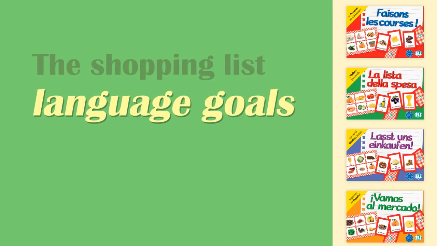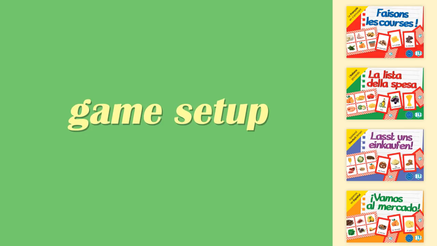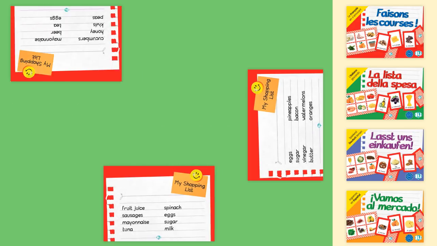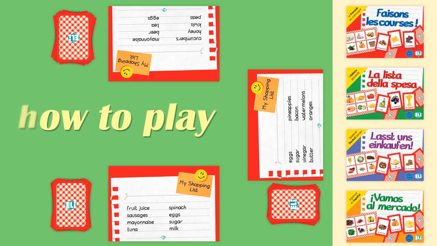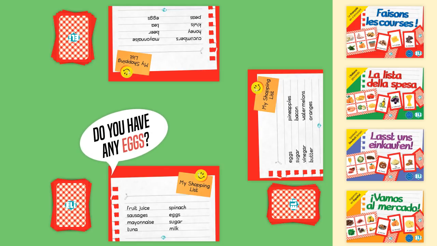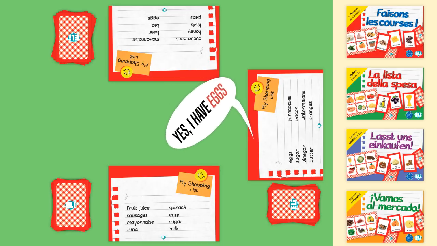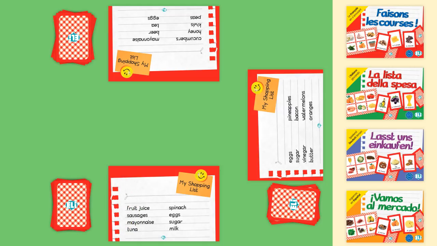The shopping list focuses on language structures and expressions related to buying and selling. Distribute to each player a shopping list and all the playing cards. The youngest player starts the game as a buyer by asking any playmate whether he or she has an ingredient on their shopping list. For example, "Do you have any eggs?" If this is the case, the seller replies, "Yes, I have eggs," and hands over the card to the buyer, who thanks him. The buyer can now go on with another question, this time to a different seller.